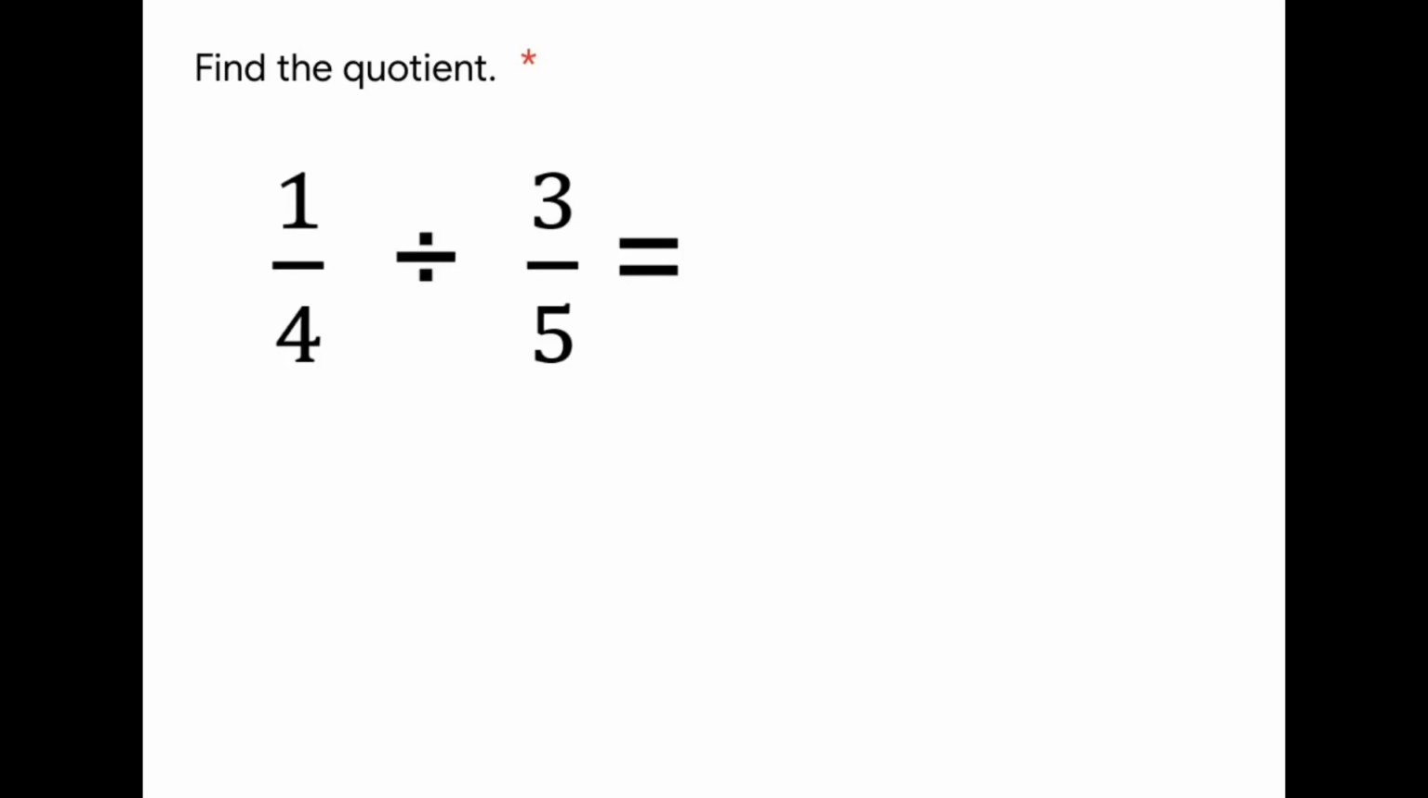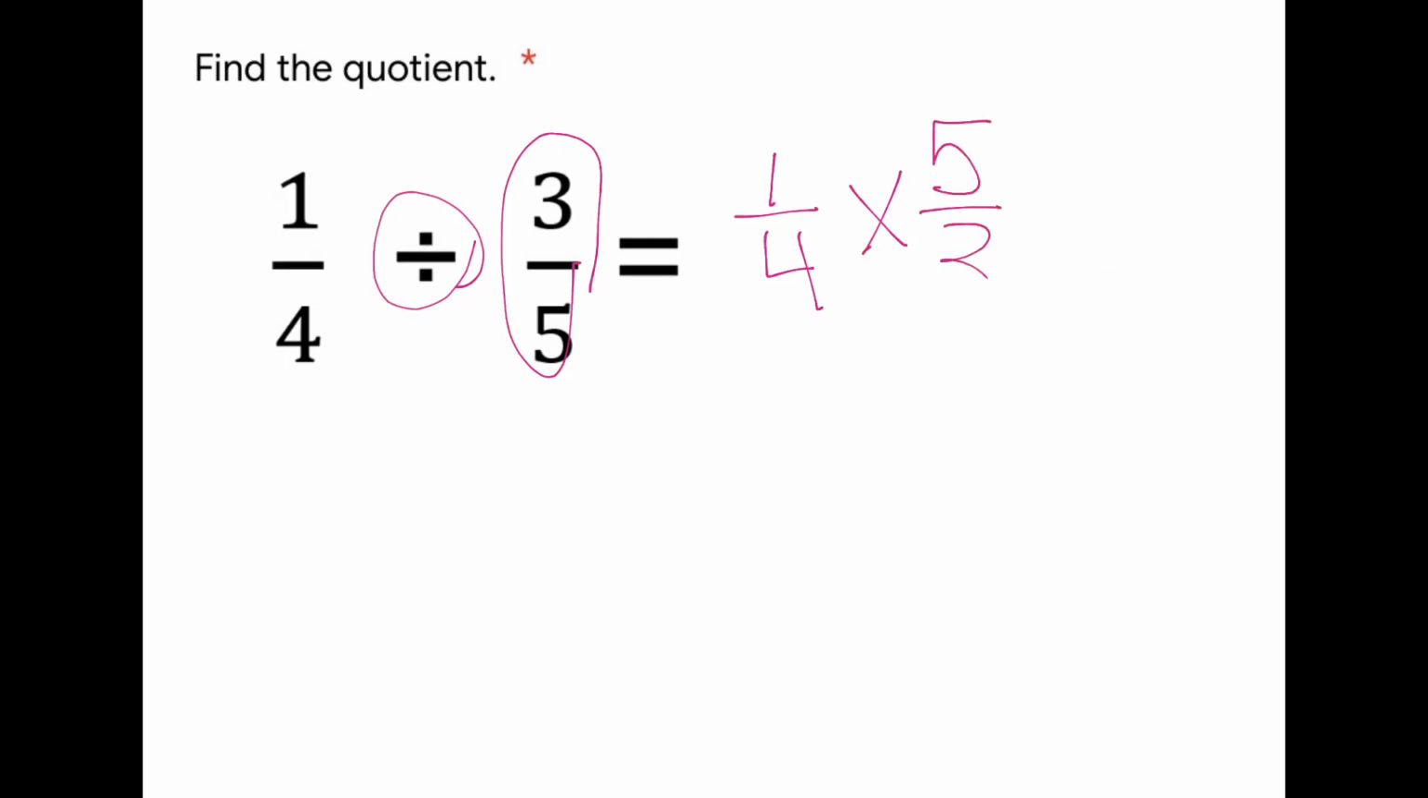Find the quotient. 1/4 divided by 3/5. All you need to do is, we know that we cannot divide fractions. So we need to keep it, switch it, flip it. So we keep our first fraction, we flip our division to multiplication, and we flip our second fraction to 5/3.